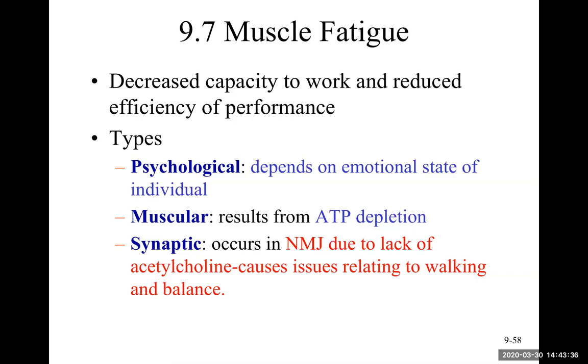Muscular fatigue is when you have already done the workout and now you've completed and you're tired, right? ATP depletion, you can still move the muscle, but it's not with the same strength. The worst is synaptic. That means there's no more acetylcholine. Causes issues related to walking and balance.